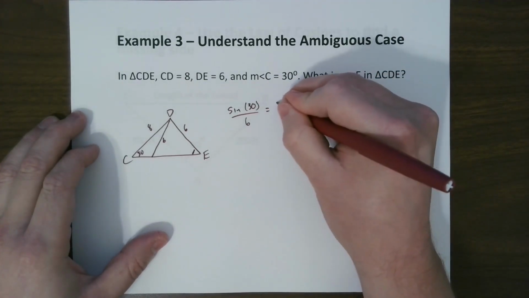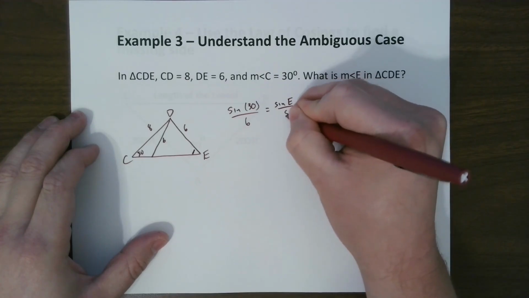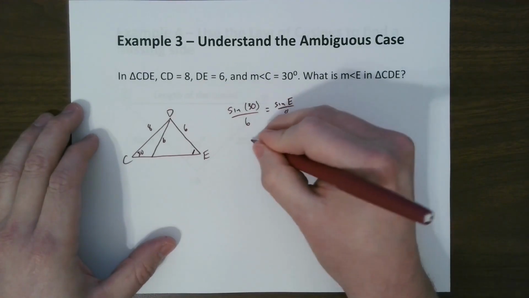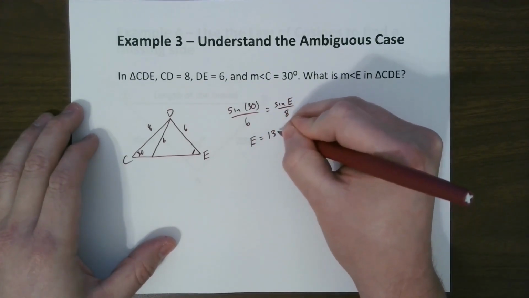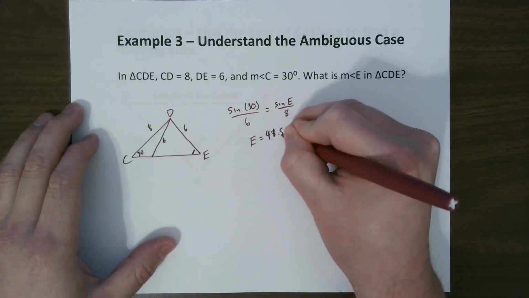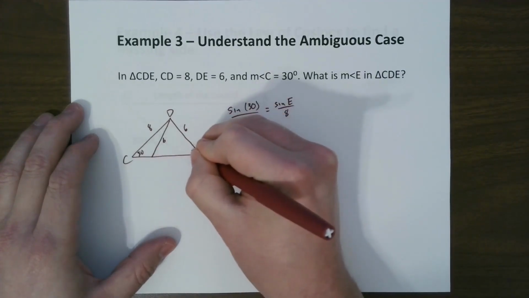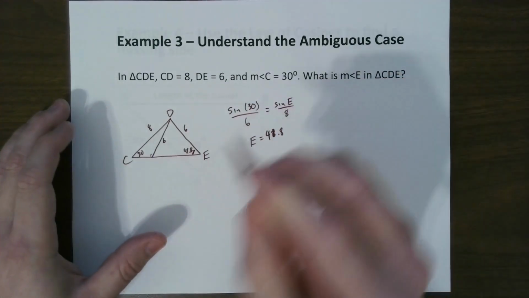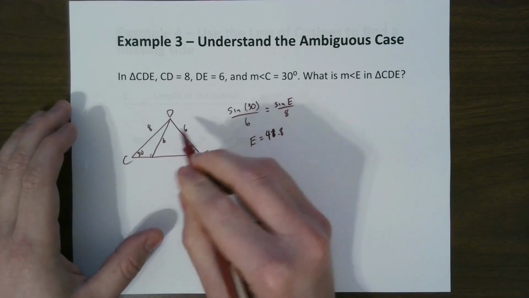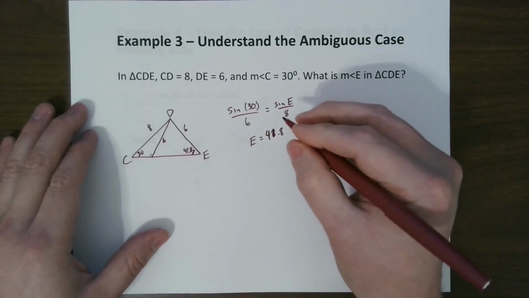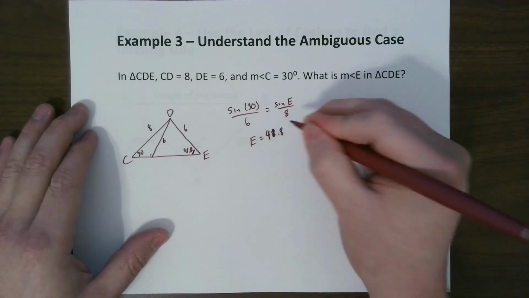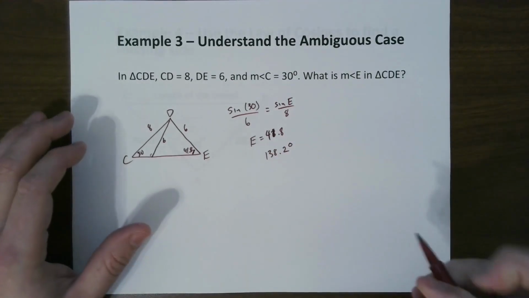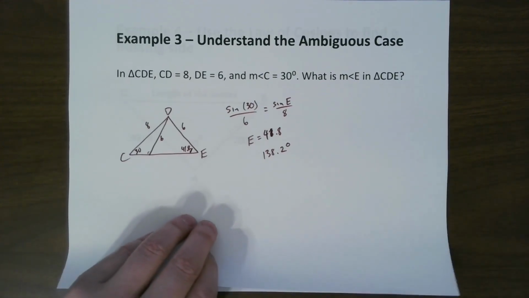And then sine of E over 8. If we solve this like normal, we get an angle of 41.8, which will be this angle right here. But because it could also be this angle, and the reason has to do with a check that you do, but don't worry about it too much. So I got 41.8. To find the other one, you just subtract it from 180, so 138.2. I'm going to try to avoid these, by the way, for this class.